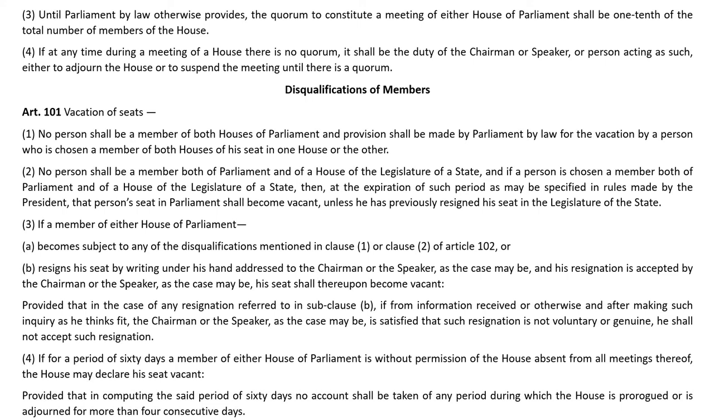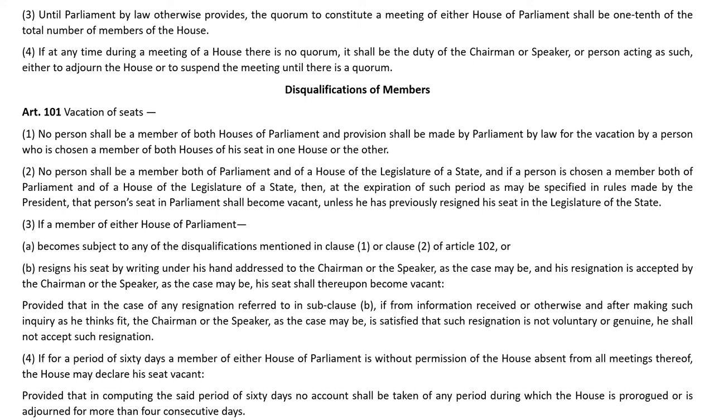Disqualifications of members. Article 101, vacation of seats. No person shall be a member of both Houses of Parliament, and provision shall be made by Parliament by law for the vacation by a person who is chosen a member of both Houses of his seat in one House or other. No person shall be a member both of Parliament and of a House of the legislature of a State, and if a person is chosen a member both of Parliament and of a House of the legislature of a State, then at the expiration of such period as may be specified in the rules made by the President, that person's seat in Parliament shall become vacant unless he has previously resigned his seat in the legislature of the State.